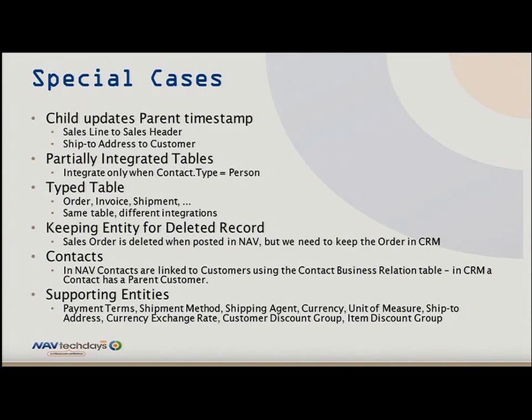There are some tables that are partially integrated, such as contacts. We only integrate the persons to CRM. So if you wanted to have all contacts integrated to a different NAV system via this functionality, you'd have to remove the line in integration management that only updates the integration record when the contact type is a person. You also have different integrations for type tables like orders, invoices, and shipments, which are in the same table, but you want to handle them differently.